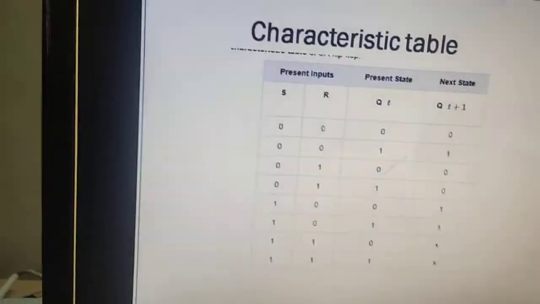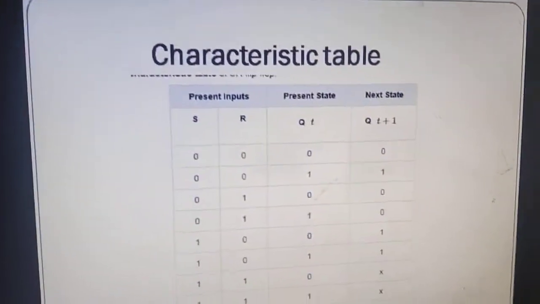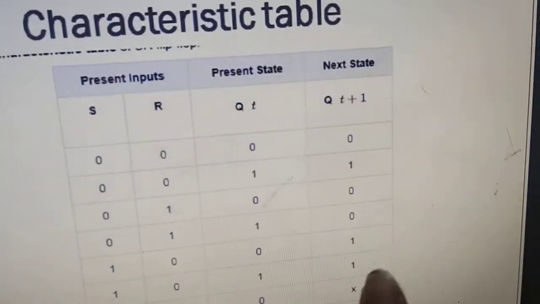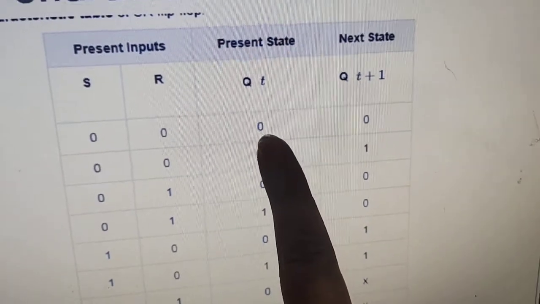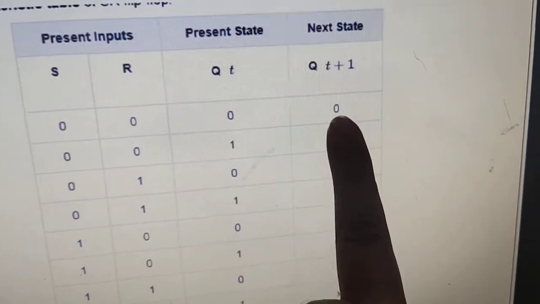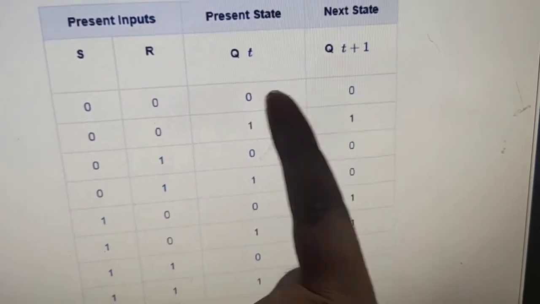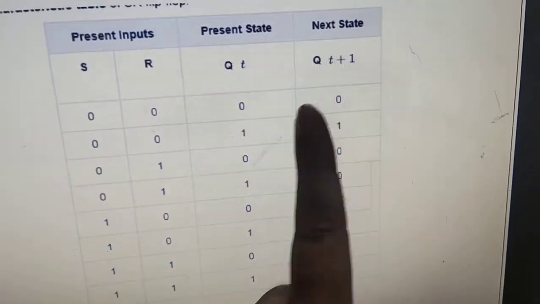As I told you, S is equal to 0, R is equal to 1, S is equal to 0, R is equal to 0. It means that when S is equal to 0, R is equal to 0, the present state is Q of t. The next state is also the same because there is no change. Whatever the previous value, the same thing is there.